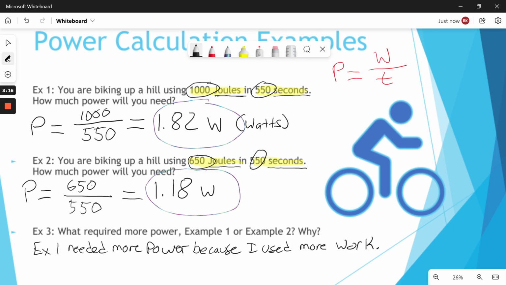There is an extra video that is linked below if you want to look at some more calculation examples for both work and power. But make sure you have these examples written in your notes and understand, for the most part, what went on in this video.